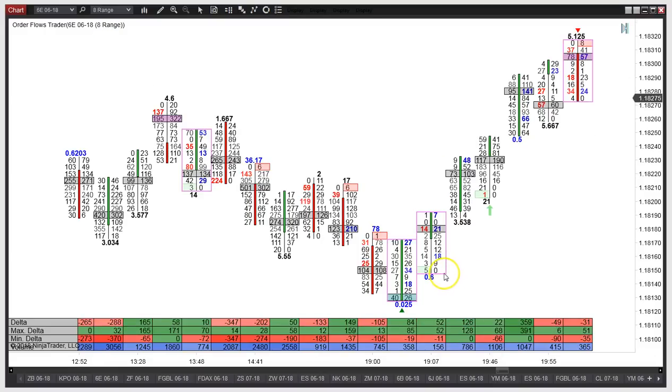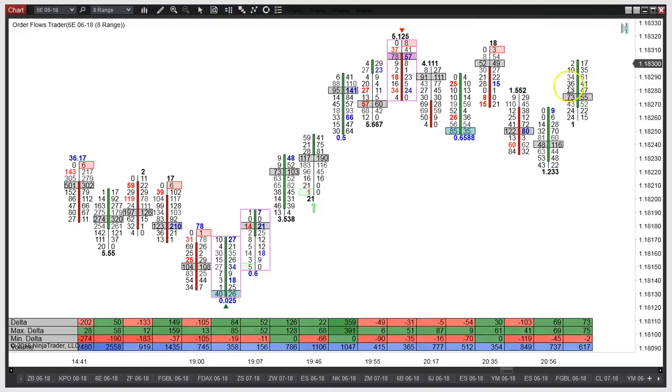What happens is the market rallies. It goes from 118.17 all the way up to 118.30s. You get another divergence here, another prominent point of control. This time it's a sell, and it's multiple imbalances.